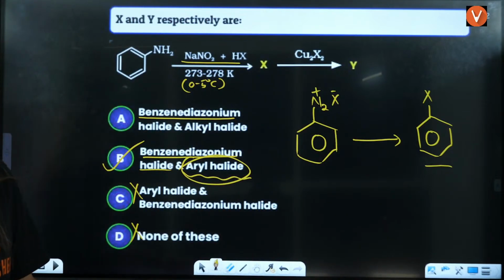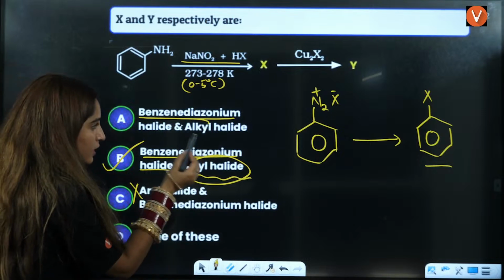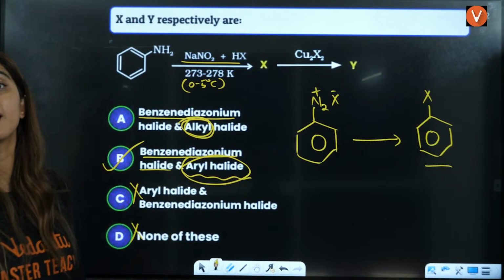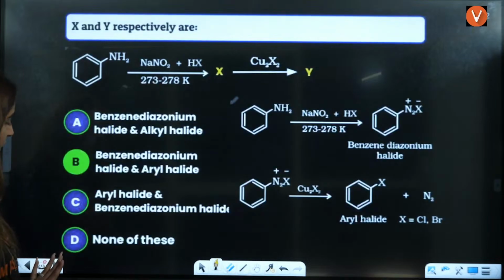Okay. Those who have answered A, they are mistaken by this point. Alkyl, no, it is aryl halide. Okay, so you need to work on these silly mistakes.